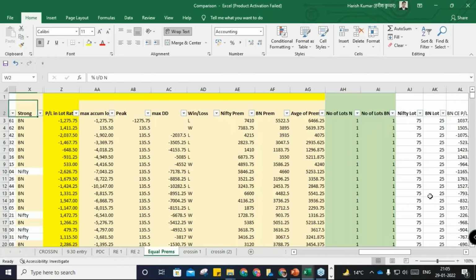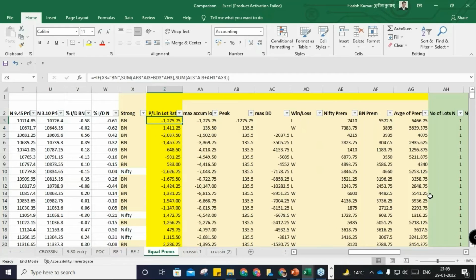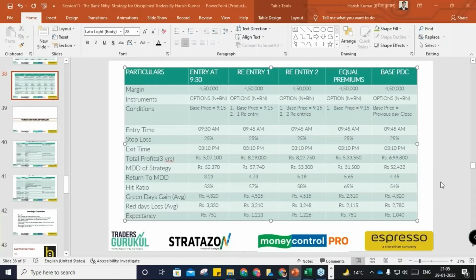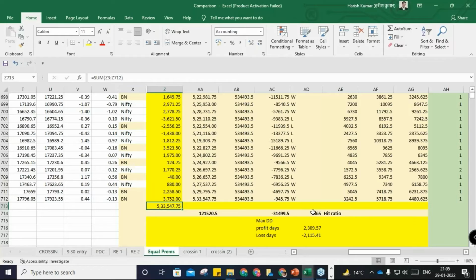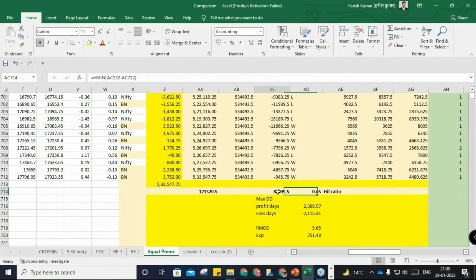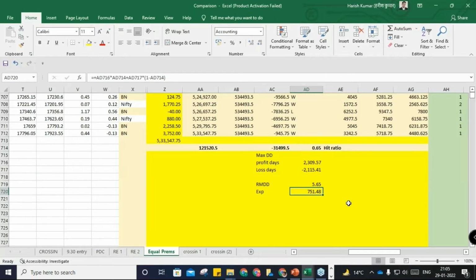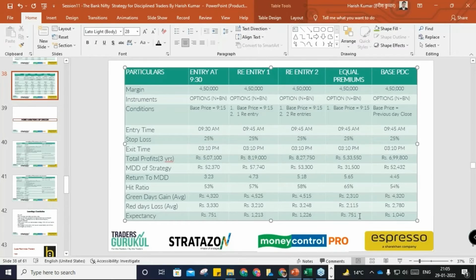So in this scenario, we are earning a profit of 5,33,000. The hit ratio is better here, 65%. Even max drawdown is less, 31,500. But expectancy is very low, 751. So this is basically the expectancy our 930 entry is giving us, right?